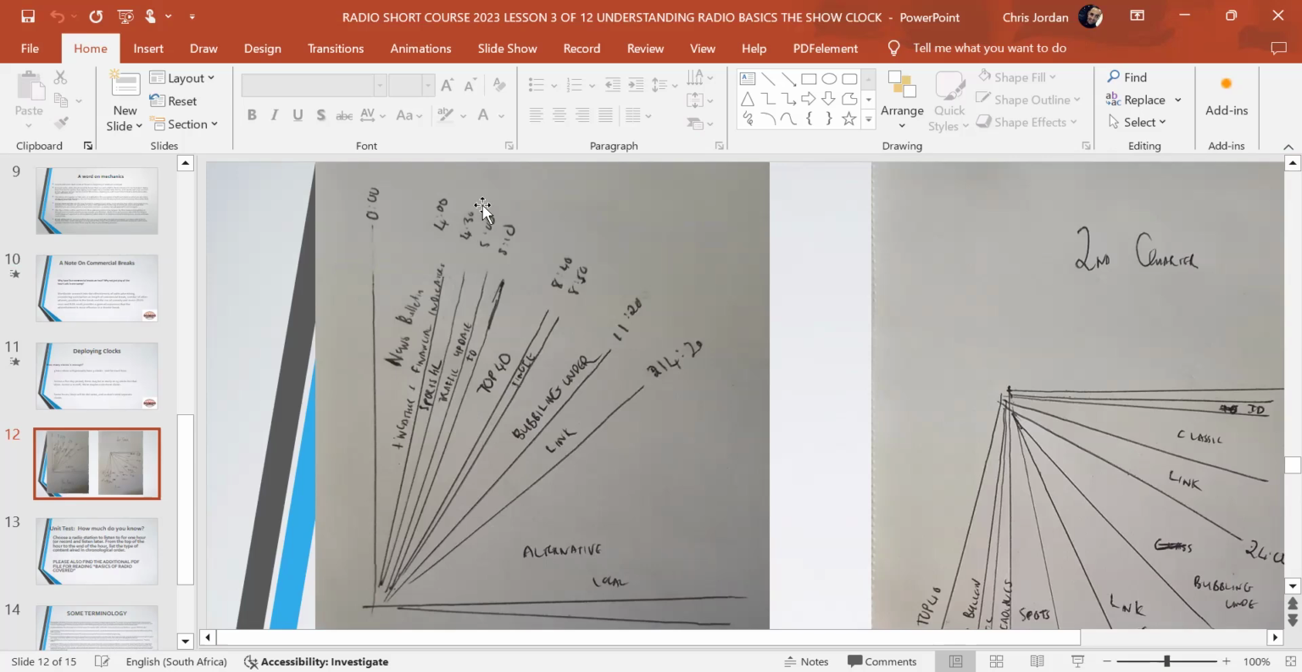I want you to look at the clock because we're focusing on clocks, right? So here, again, I used averages. For any ID or jingle, maybe 10 seconds. And I said for any song, 3.5 minutes on average.